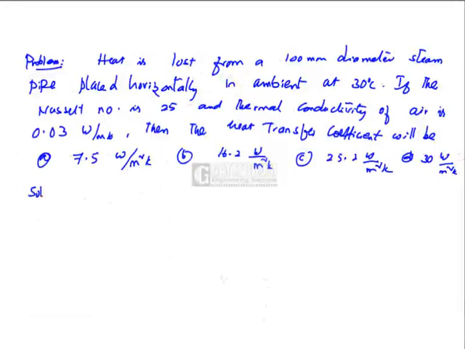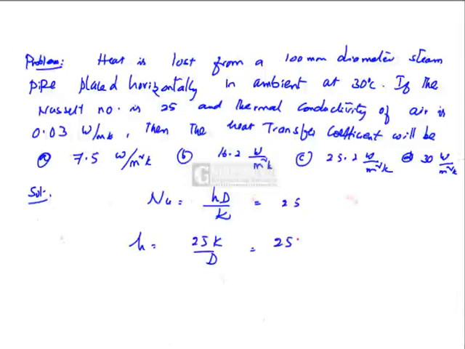Here the solution could be given as Nusselt number is HD by K. Characteristic dimension is diameter of the cylinder. This is equal to 25. Therefore H is equal to 25 K by D, 25 into what is the conductivity of air, 0.03. Diameter of the cylinder is 100 divided by 1000, 0.1. Answer should be A.